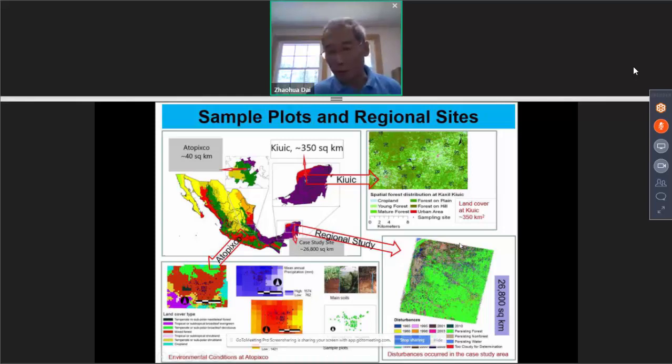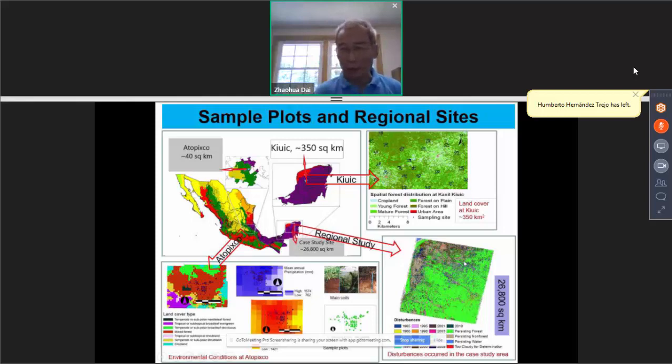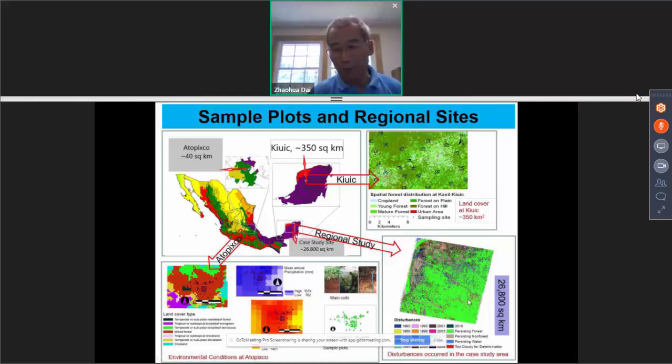This is the whole Landsat scene, because we have the disturbance data from Landsat. So we used this whole Landsat scene. The total size is about 33,000 square kilometers, but the forest cover area is smaller. So we did these three simulations.